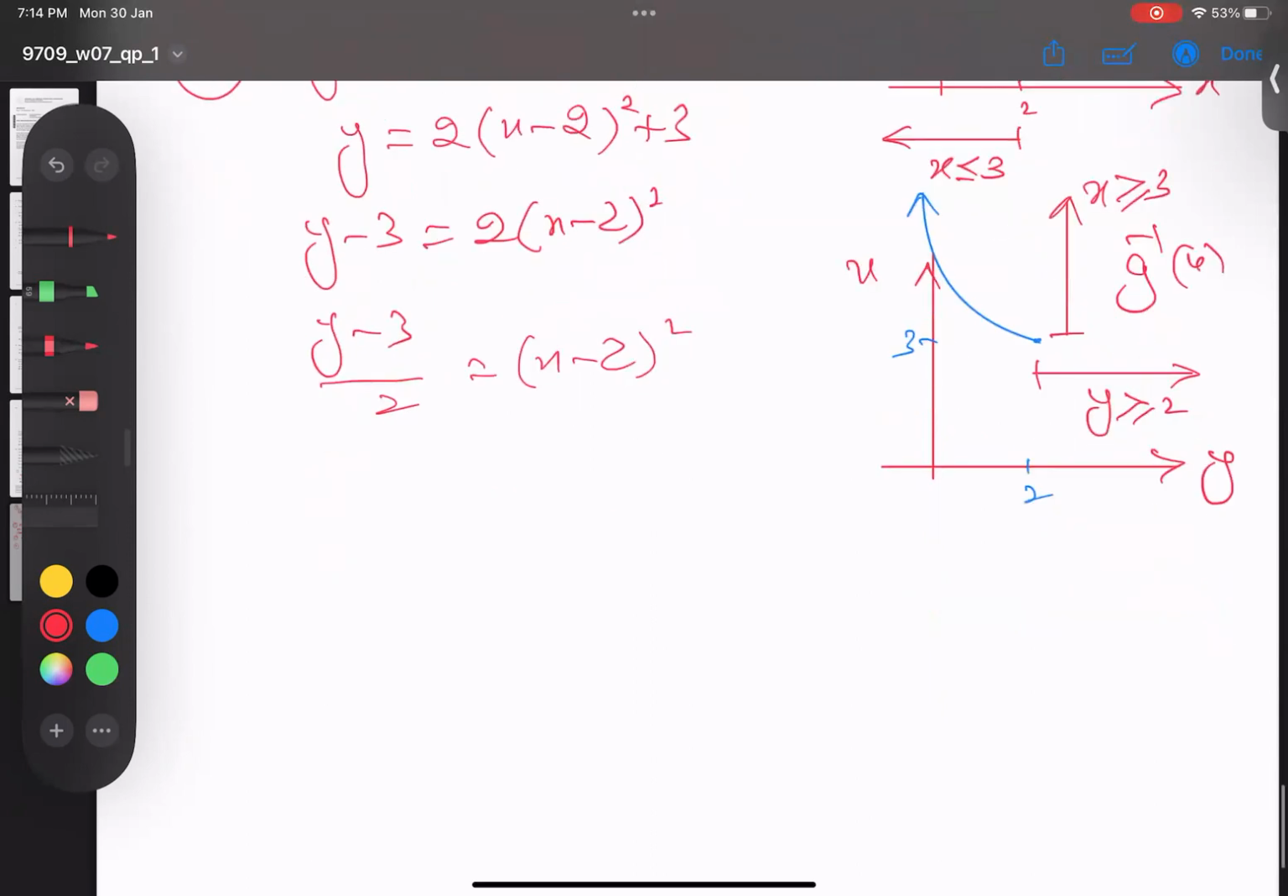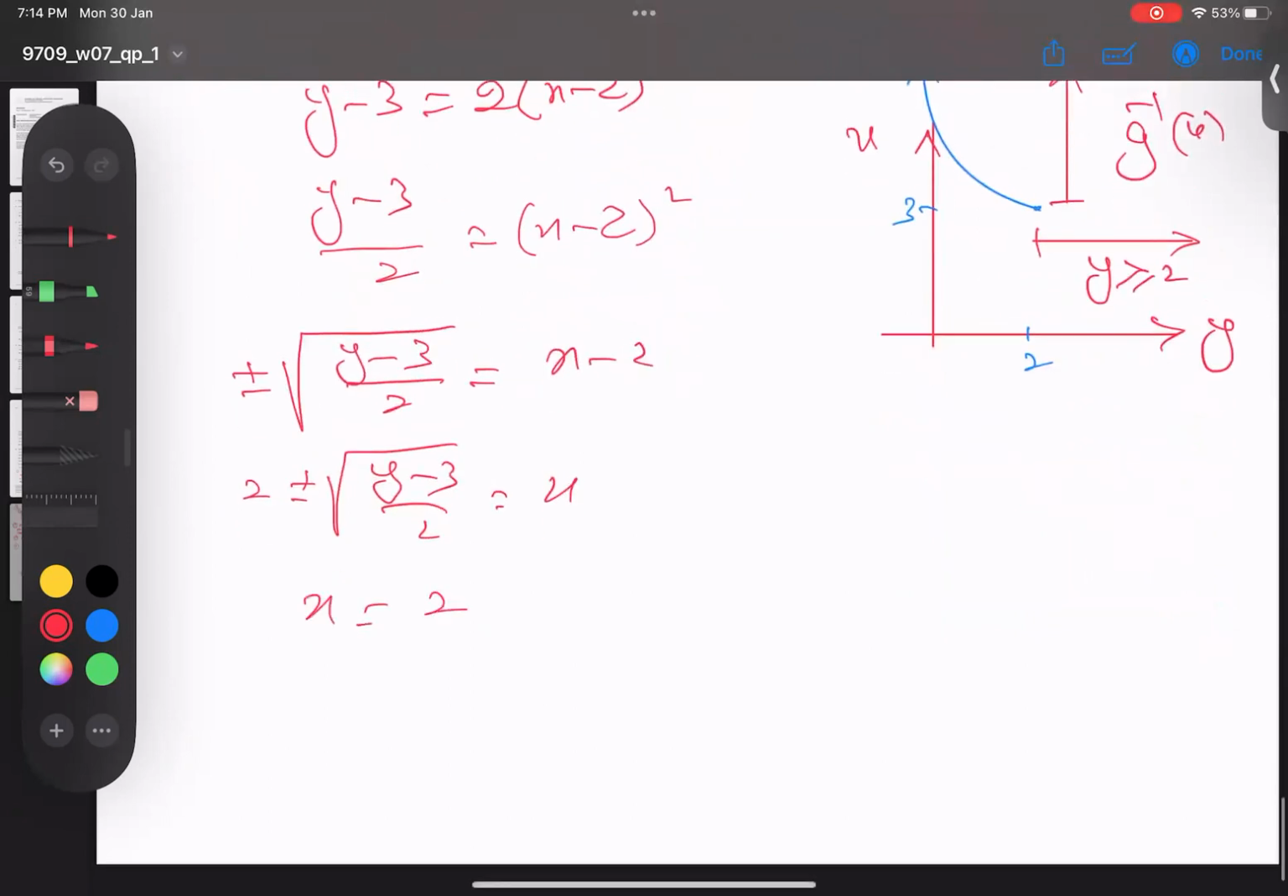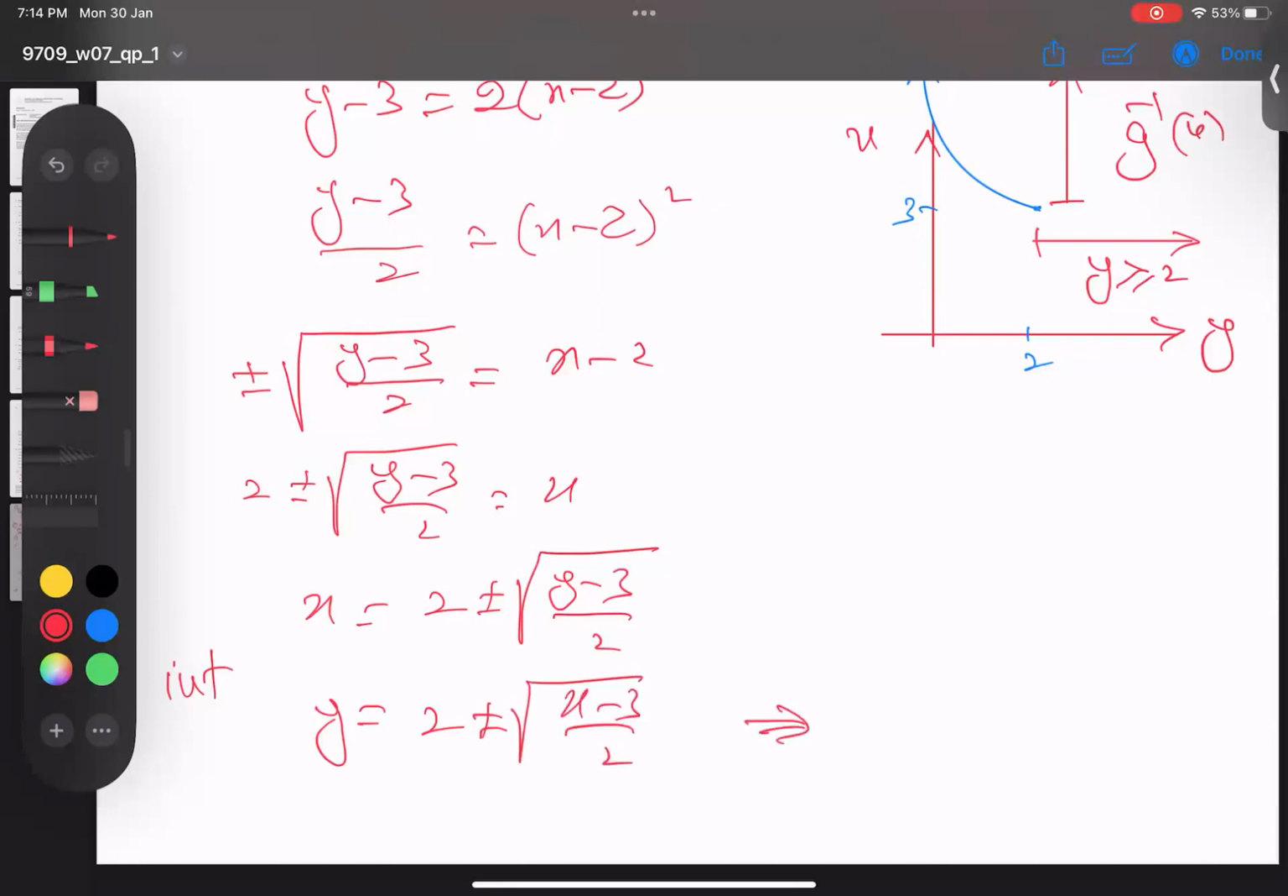Now take the root of both sides. When I take the root of both sides, I will get a plus and minus. You know it very well. But the problem is that then this minus 2 goes there and becomes plus 2. Sides change. Interchange: x becomes y and y becomes x. And this we will call g inverse.